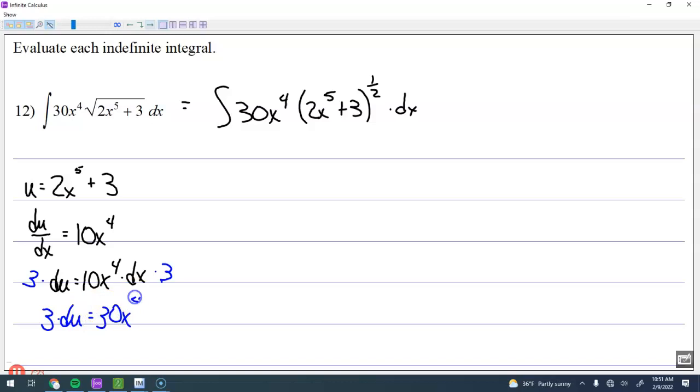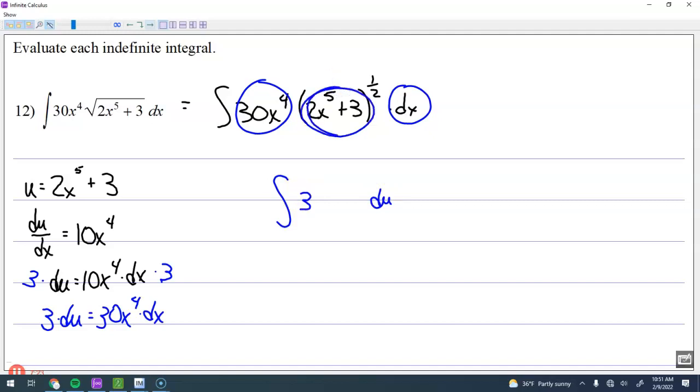Now, I match up. So now I can do my u substitution. I can substitute u's into the integral. So instead of this, what do I have? 3 du. Right? I'm going to put the du at the back. Instead of this, what do I have? U. And then the 1/2.